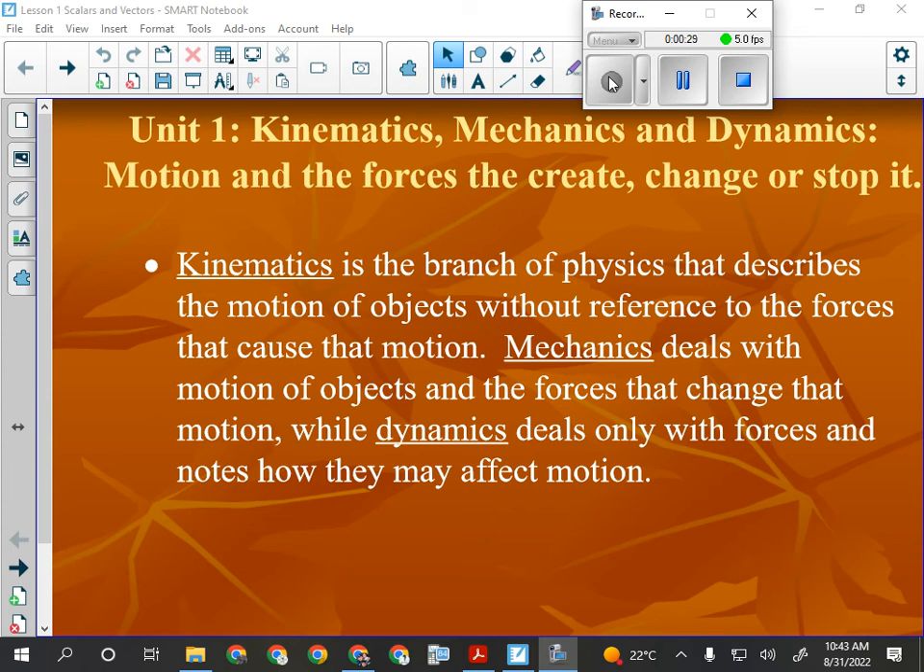The dynamics part: dynamics and mechanics go a little bit more together in that they're dealing with the forces and energy, etc., that cause the motion to occur.